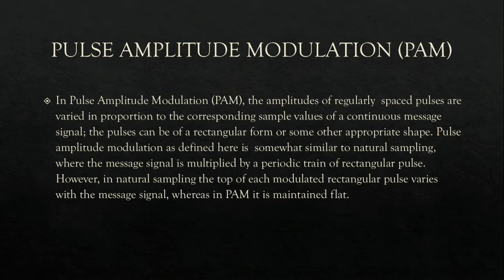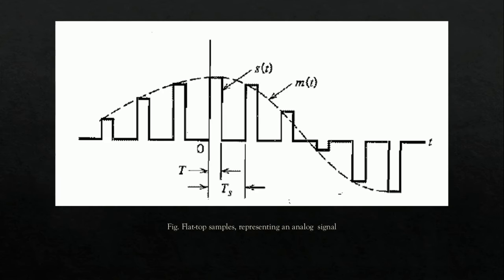Pulse amplitude modulation as defined here is somewhat similar to natural sampling, where the message signal is multiplied by a periodic train of rectangular pulses. However, in natural sampling, the top of each modulated rectangular pulse varies with the message signal, whereas in PAM it is maintained flat. This figure is an illustration of the waveform of a PAM signal. The dashed curve in this figure depicts the waveform of a message signal m(t), and the sequence of amplitude modulated rectangular pulses shown as solid lines represents the corresponding PAM signal s(t).